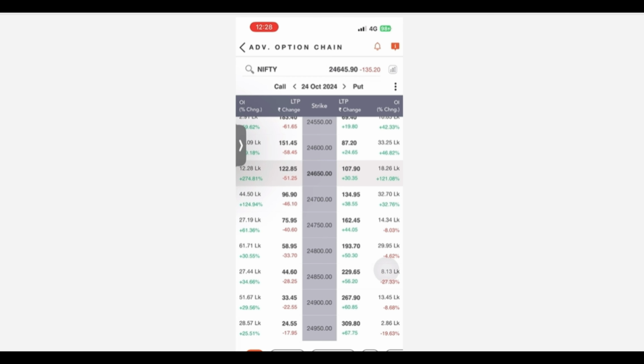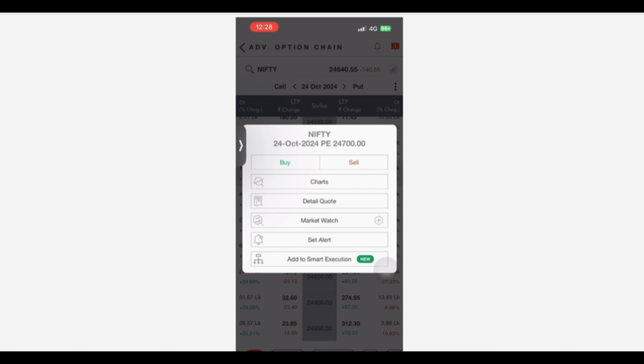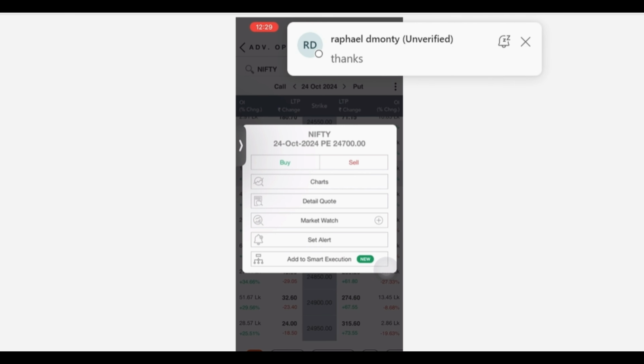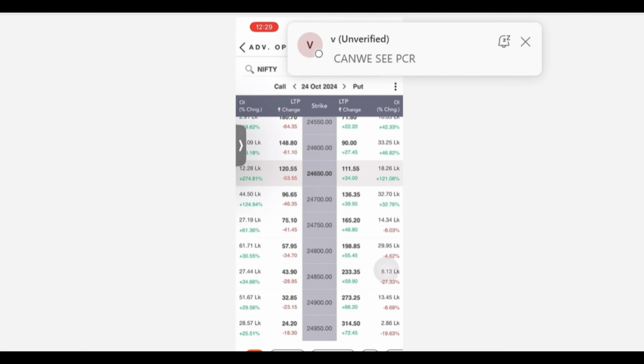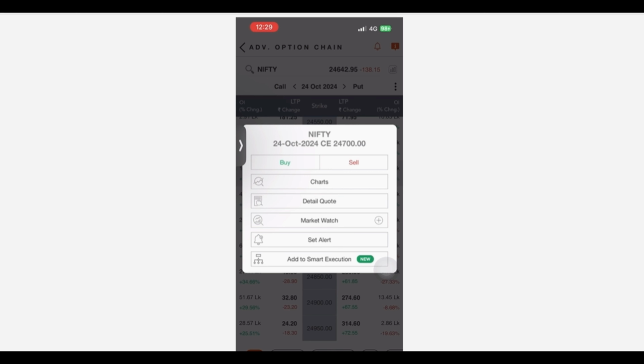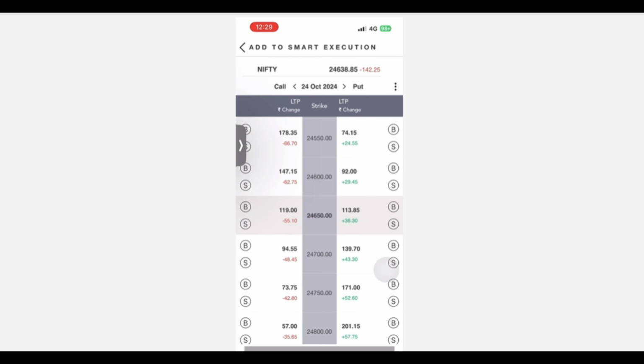But let's say मुझे 24,700 buy करना है, and along with that मुझे 24,800 का call option sell करना है, which is a very simple what we call spread strategy. So let's say I'm on 24,700 call option. I just click on the call side. It opens this window. I just add this to something called as add to smart execution. Okay. Now see the magic.